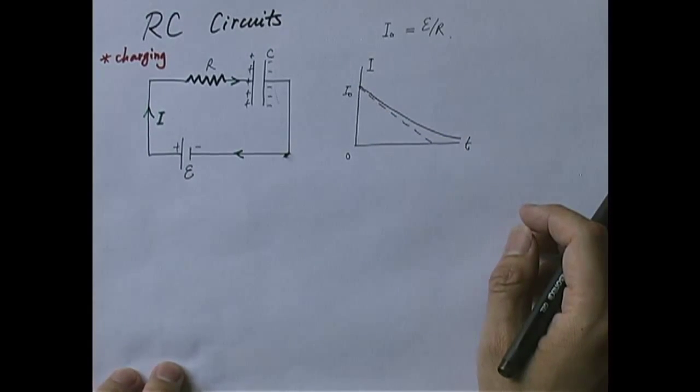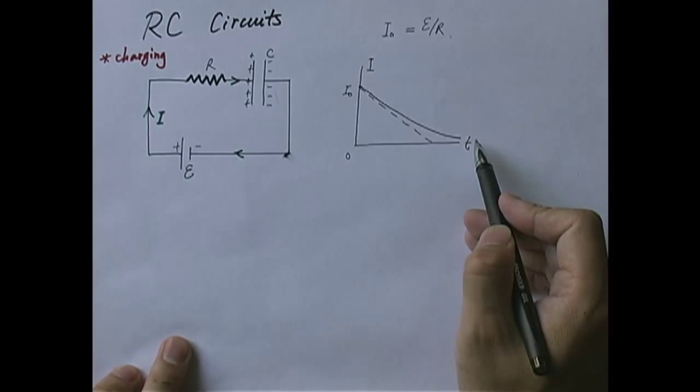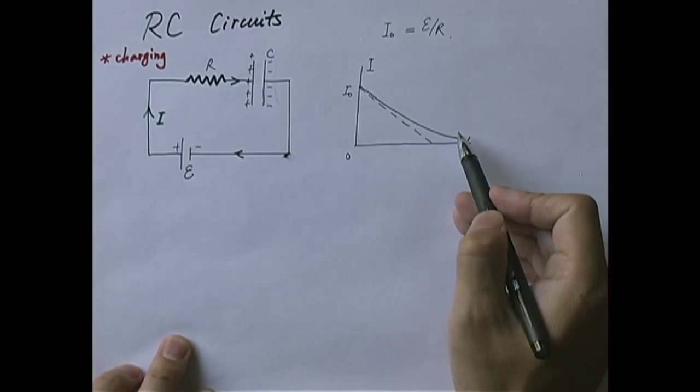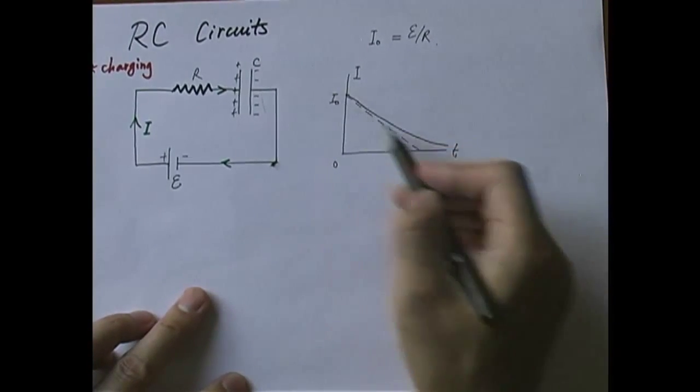Now we can of course calculate the exact shape of this curve, which we will do in just a minute. But what I want to know is, based on our gut feeling, based on our physical intuition, what do you think this thing should be? What can we say about this curve?